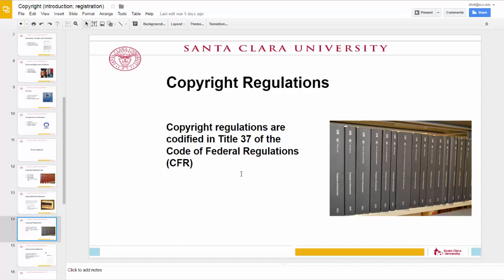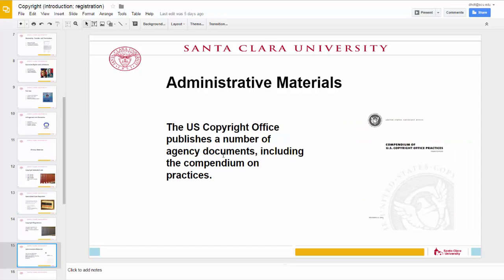Okay, administrative materials are important for all areas of intellectual property. The U.S. Copyright Office publishes a number of administrative materials, including a compendium of U.S. Copyright Office practices. These are going to be essential sources for copyright registration, for the formalities that are involved in acquiring a valid copyright.